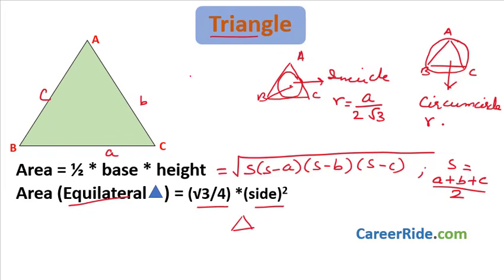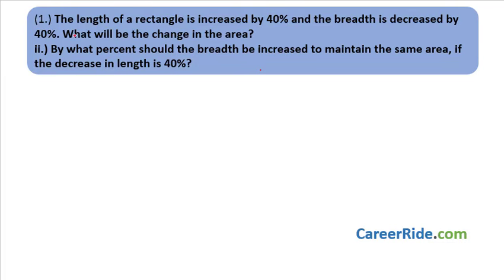And its radius would be what? Its radius will be a upon root 3 if it is an equilateral triangle. So this is another important thing which you must remember. It will help you solve a lot of questions in the chapter. Okay, so let's begin with our question number 1.